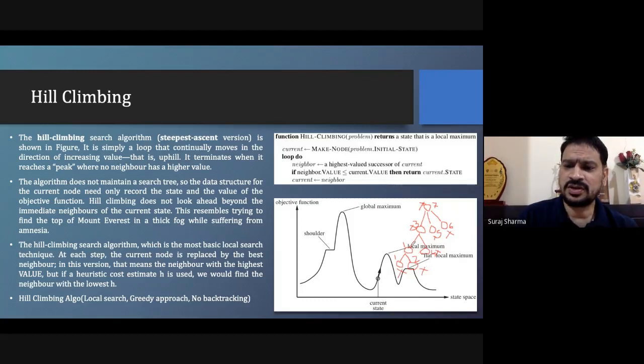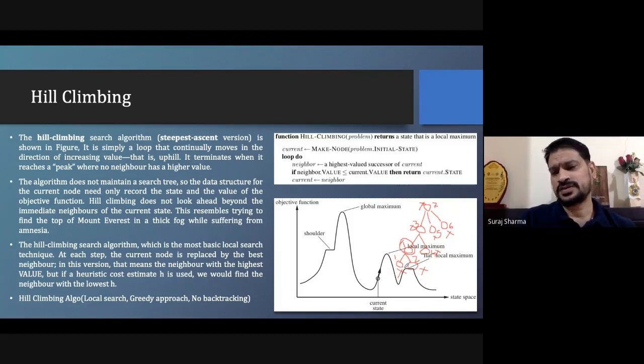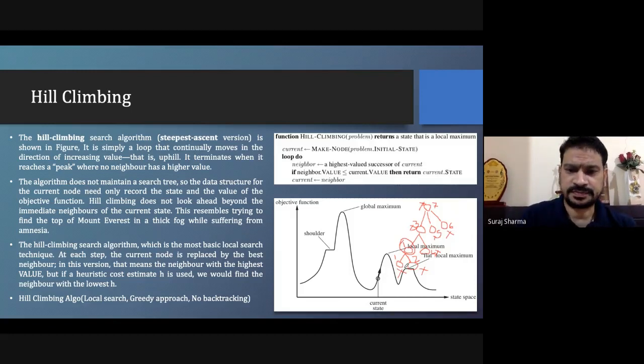And the local maximum that you will get is this. This is your local maximum, right? This is how it works. So I think you understood the hill climbing algorithm. Now we'll go to the drawbacks of this particular hill climbing algorithm. Let's talk about this.